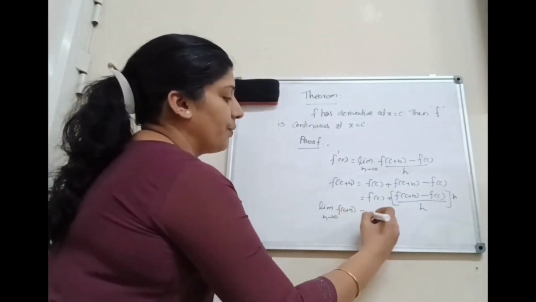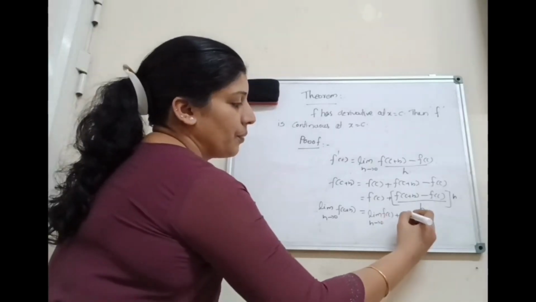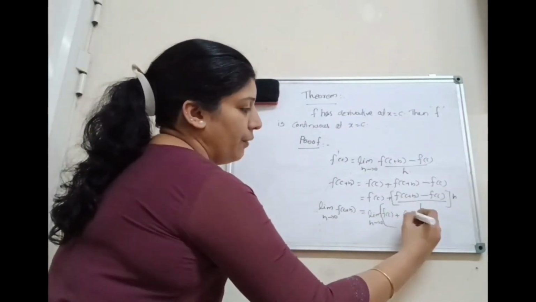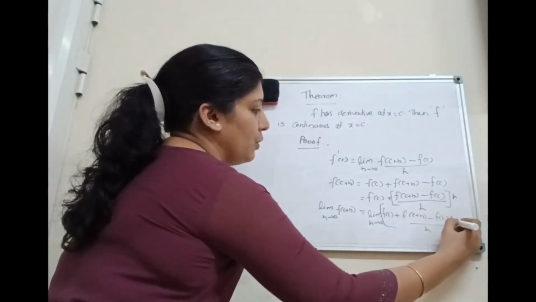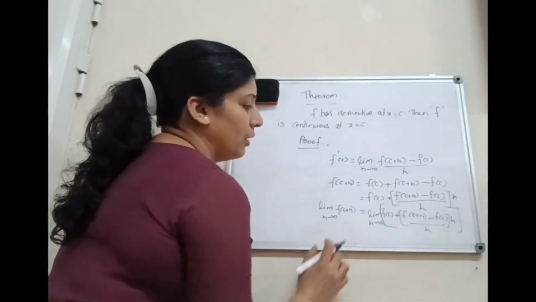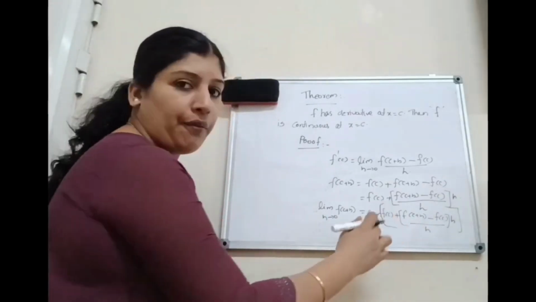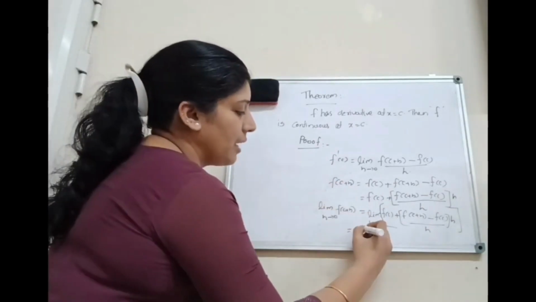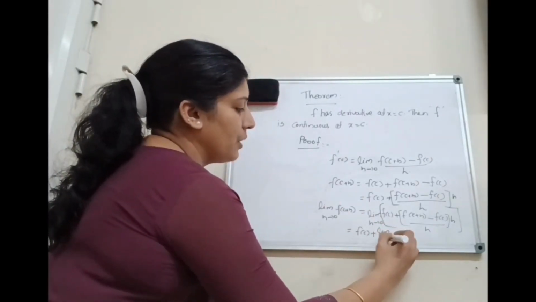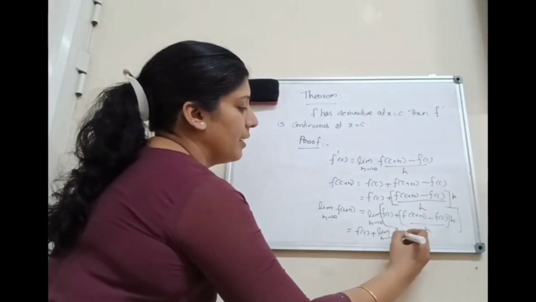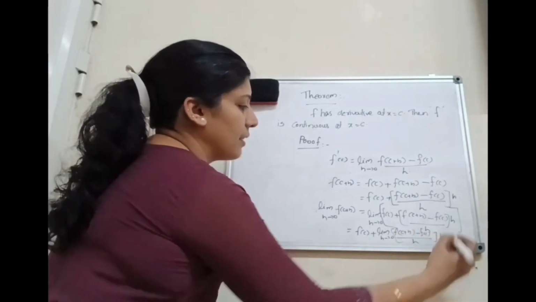Next, we can consider the limit as h tends to 0 of f(c+h). It is equal to the limit as h tends to 0 of f(c), plus the limit of the function [f(c+h) minus f(c)] divided by h, into h. That is, we apply the limit on this function. The limit as h tends to 0 of f(c): f(c) is a constant value, therefore we can take it outside. Therefore, f(c) plus the limit as h tends to 0 of [f(c+h) minus f(c)] divided by h, then multiplied by h.